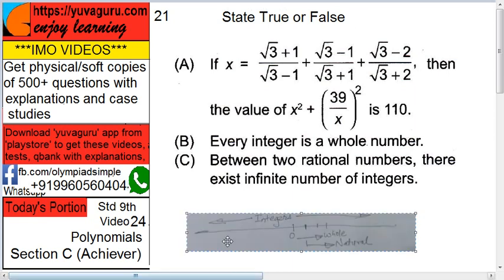See, this is a number line. Integer means what? Center is 0. Here positive numbers, here negative numbers. Integer means all the numbers. 1, 2, 3, 4 here, 1, 2, 3, 4 here, up to infinity, up to infinity. So these are all integers.